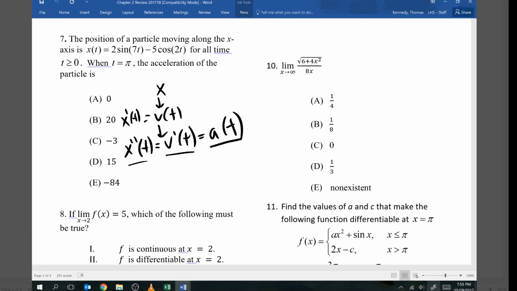I can guarantee there's only going to be 1 or 2 problems like this on the actual test, so it shouldn't be too bad. You just need to remember velocity is the derivative of position, and acceleration is the derivative of velocity.